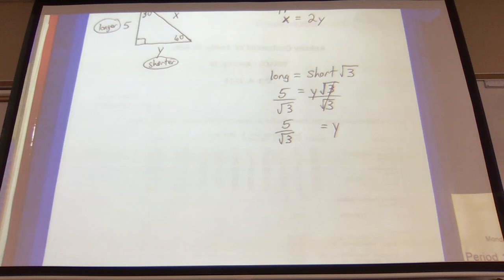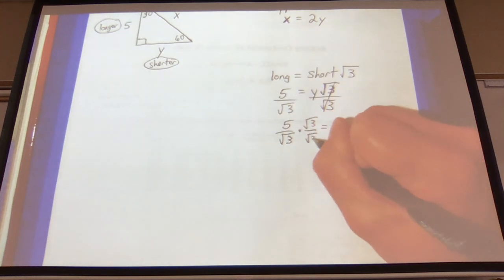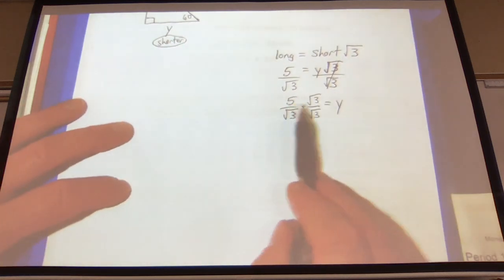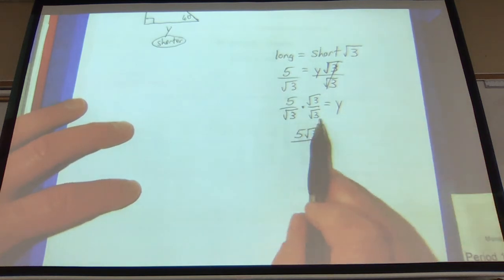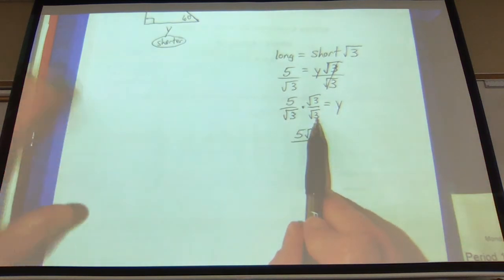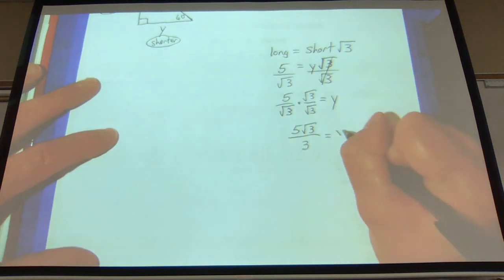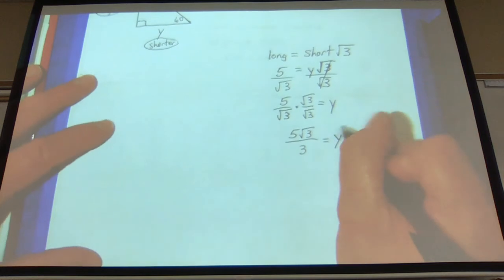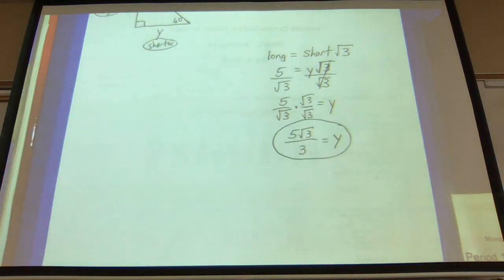Now, just like last week, you can't leave a square root in the denominator, so we're going to multiply by the square root of 3 over the square root of 3. When you do that on top, you get 5 times the square root of 3. On the bottom, your shortcut, square root of 3 times the square root of 3 is the square root of 9, which is 3. Can this be reduced? No, that's as far as that one's going to go. So it kind of looks like a mess, but that's going to be your answer for y. 5 times the square root of 3 over 3.